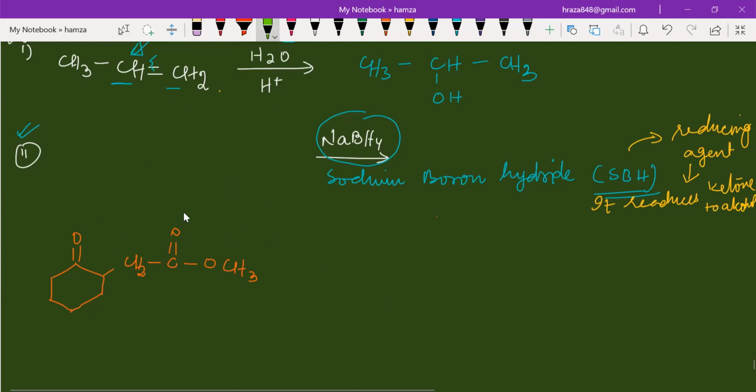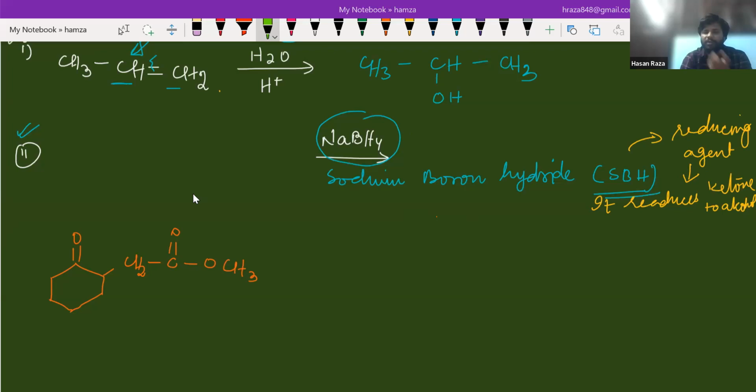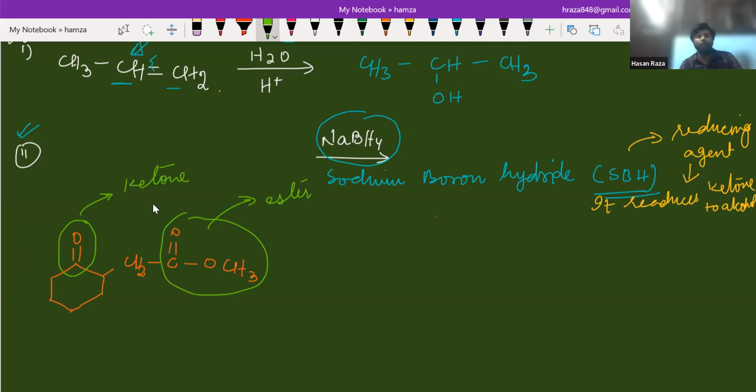So see, if you don't know, please let me know. How many functional groups are present in this? What is the name of the functional group present in this? Nafisa? Two. This is a very basic question of organic chemistry. Two functional groups are there. What is the name of these functional groups? This is ester and this is what? This is ketone. You should know how to recognize functional groups.